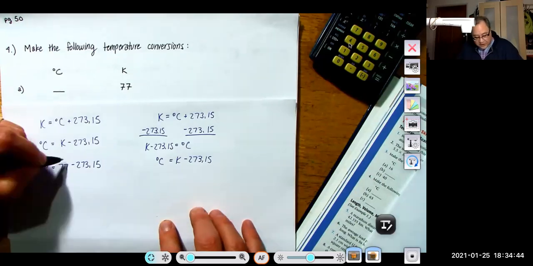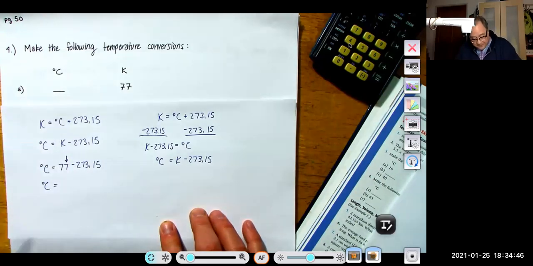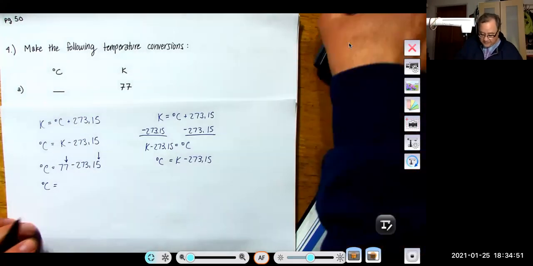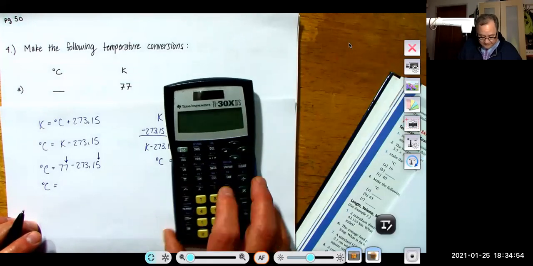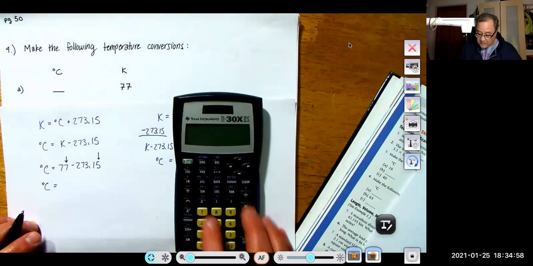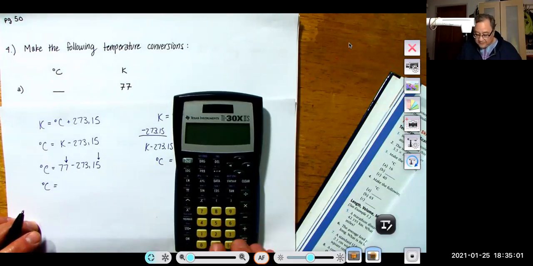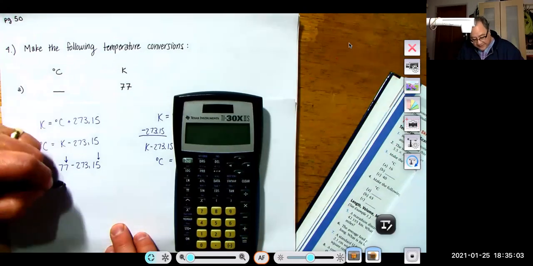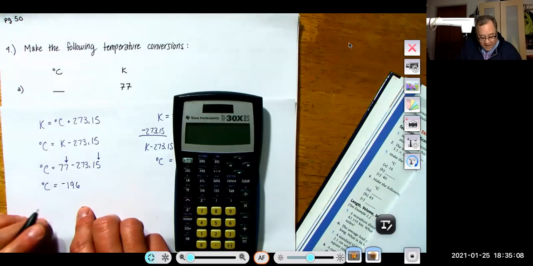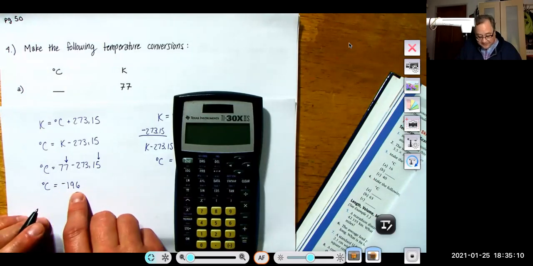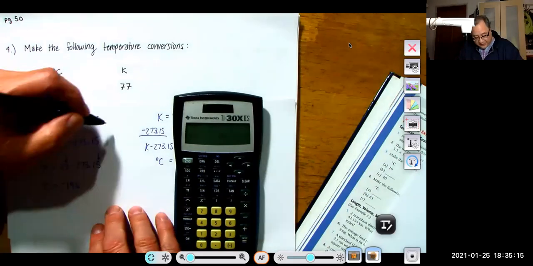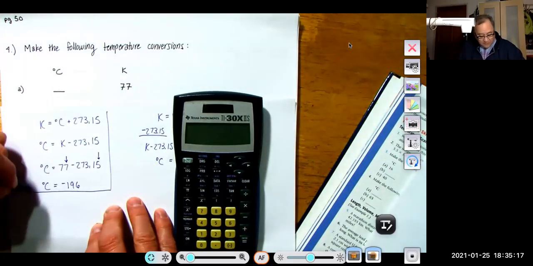And this is good to the ones. This is good to the hundredths. So I'm going to round to the ones. So when I plug this into my calculator, I get negative 196.15. And I want to round to the ones, which is the 6. And because what follows is 0.15, I round down. And this is the work I would expect to see for a problem like this.